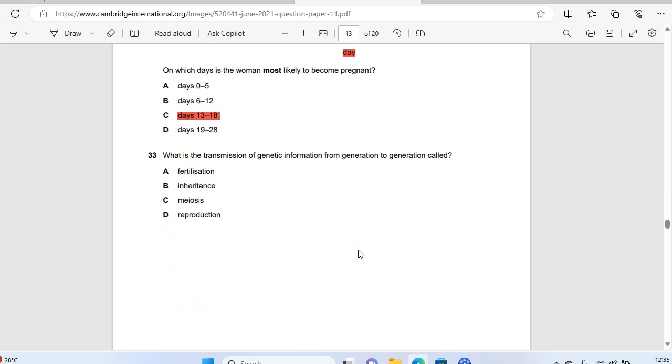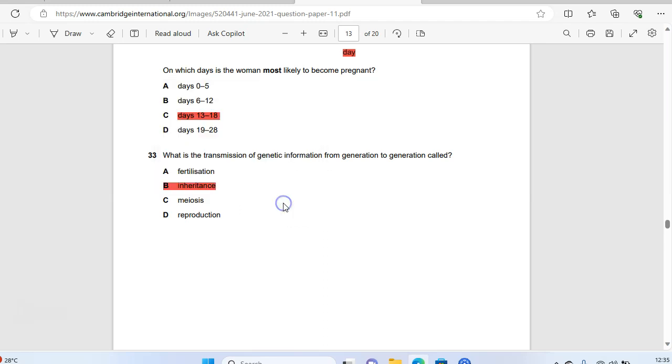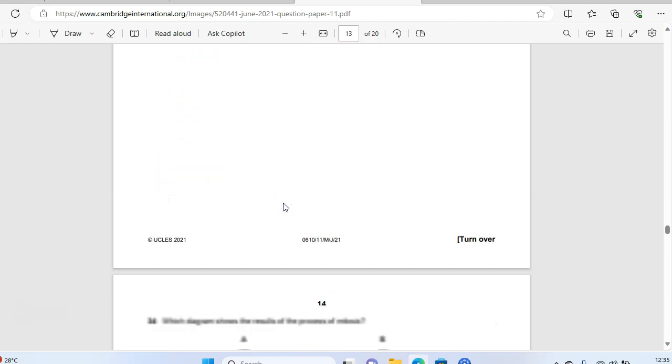What is the transmission of genetic information from generation to generation called? It is inheritance. B. Inheritance is the transmission of information from generation to generation.